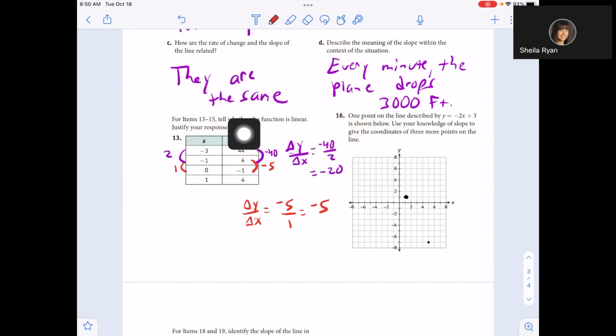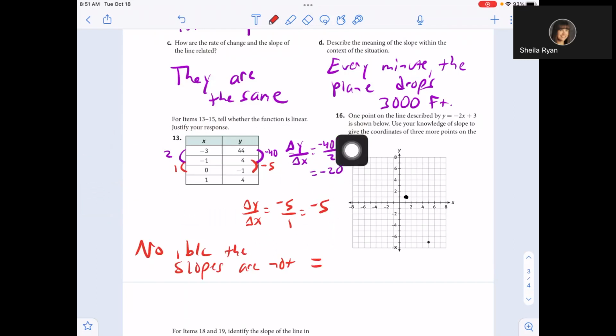So we can actually stop there. This function would not be linear because we have a slope of negative 20 and a slope of negative 5. And if it was linear, then it should be the same slope. So we would say no, because the slopes are not equal.